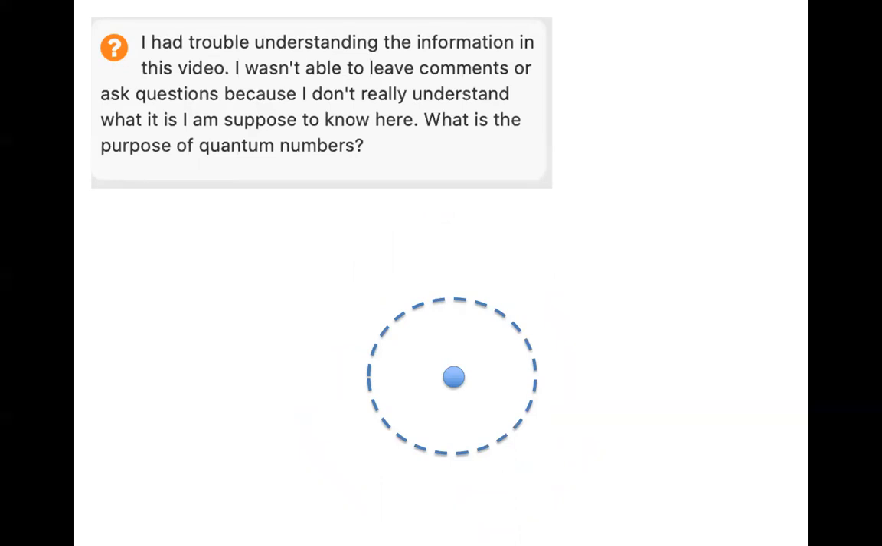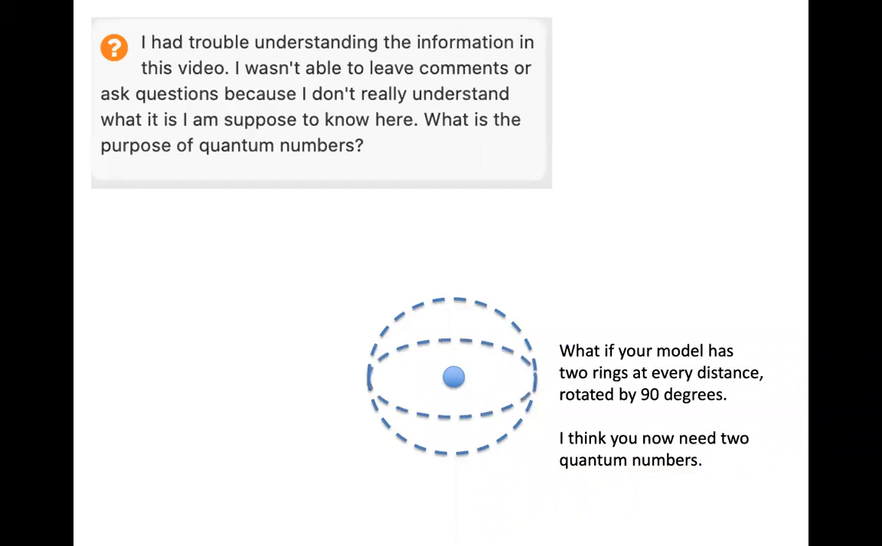But let's say we change a little bit. Let's say we had this ring here, and let's say I make a model of the atom where it has a ring and then it has another ring perpendicular to it. So it can either be pointed up and down in one plane or front and back in the other. So let's say this is my model of what the hydrogen atom looks like.